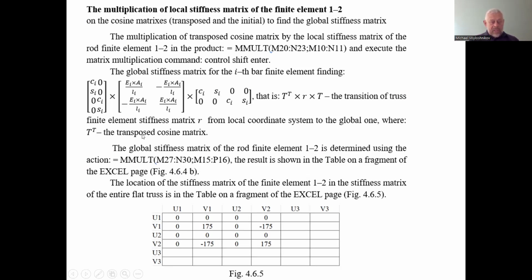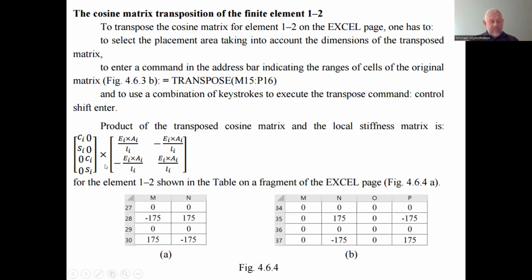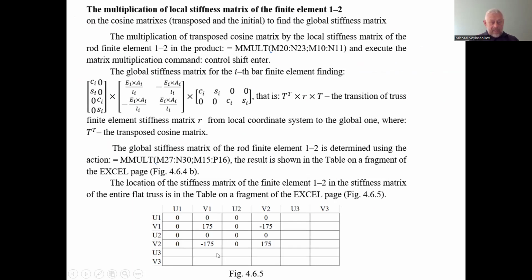In Microsoft Excel, originally we got the product of two matrices, the intermediate matrix, and next we got the final result by the product of the previous intermediate matrix by the cosine matrix again. We inserted this into the template we got originally, the template of the location of the elements of the stiffness matrix of the integral mechanical system in the global coordinates. So we have the template and we inserted the product of three matrices in the first range.